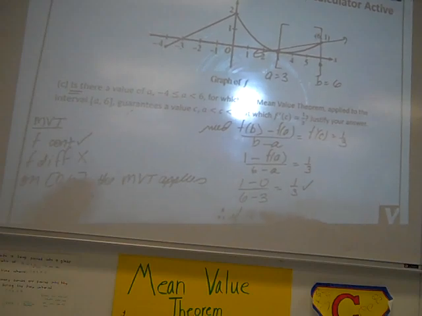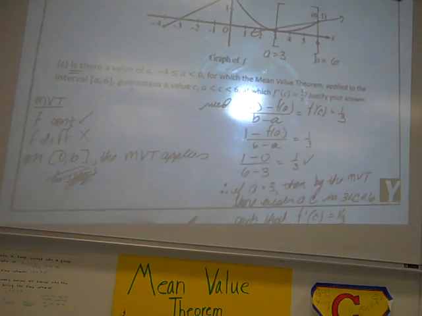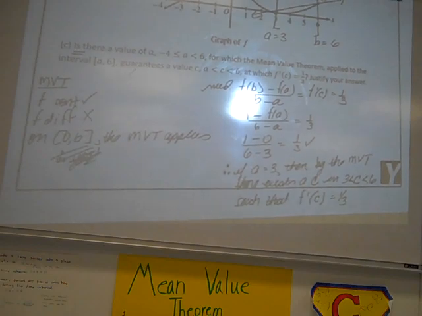Therefore, if a is equal to 3, then by the MVT, there exists a c in the interval 3 less than c less than 6, such that f prime of c is 1/3. Sorry, I'll state the conclusion because you couldn't see it. If I select my a value to be 3, that's where I start the interval, then by the mean value theorem, there is a value of c such that c is greater than 3 and less than 6, such that f prime of c is equal to 1/3. The answer to the question is yes, there is a point, and this is the point that you'd have to select.